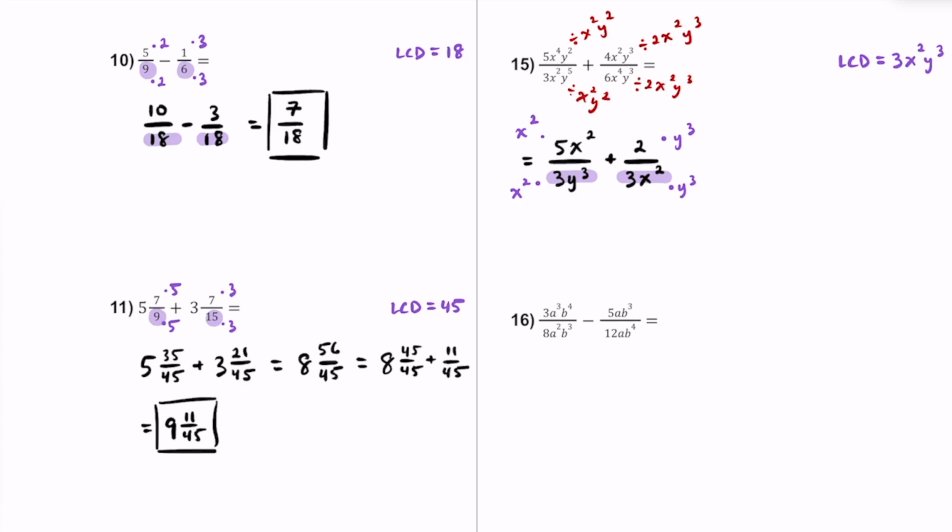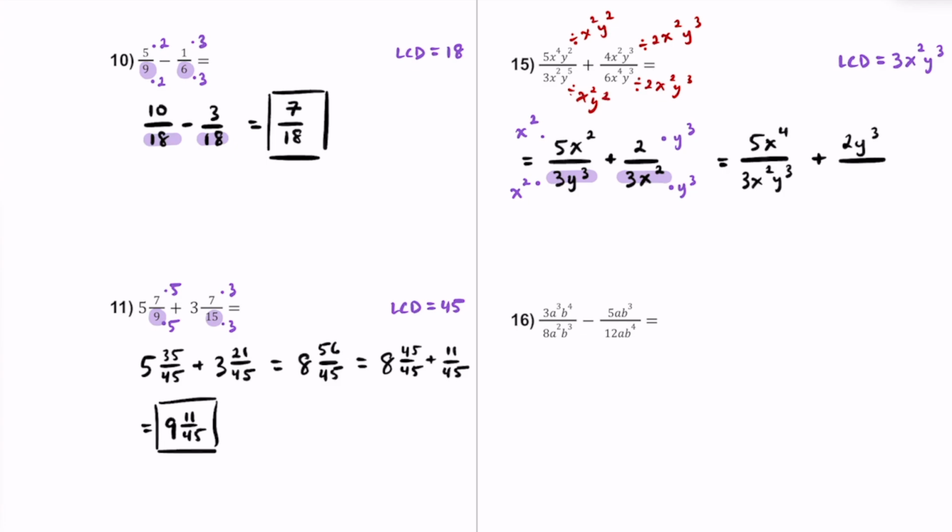All right, so multiplying these and getting those common denominators, on the first numerator, we're going to have 5x to the fourth power. That's going to be over 3x squared y cubed. And then for the second fraction, we're going to have 2 times y to the third power, or just 2y to the third power.